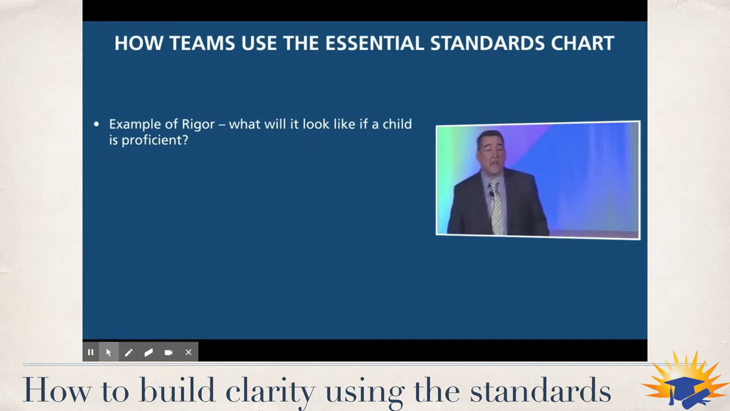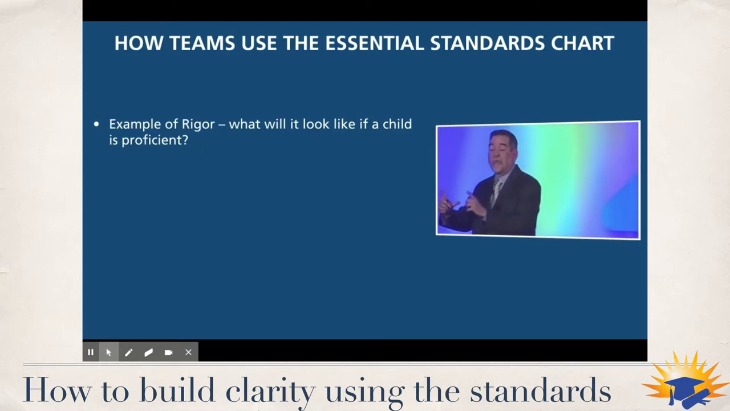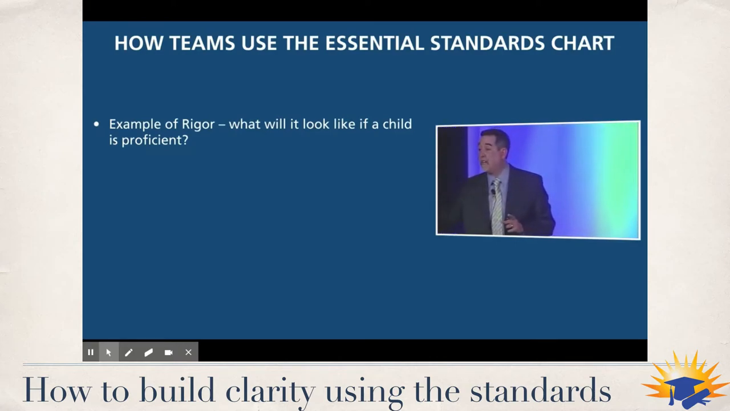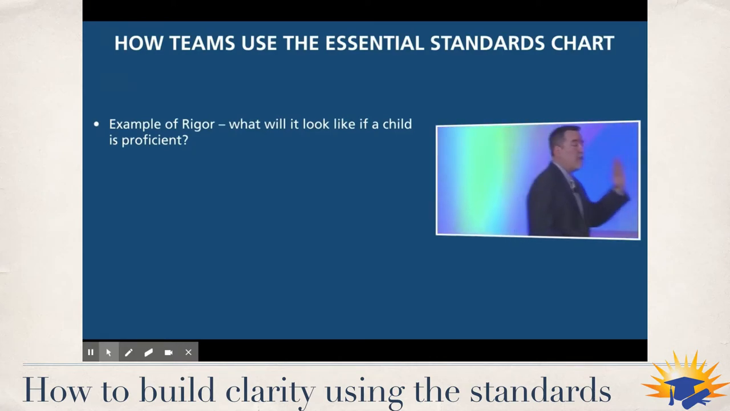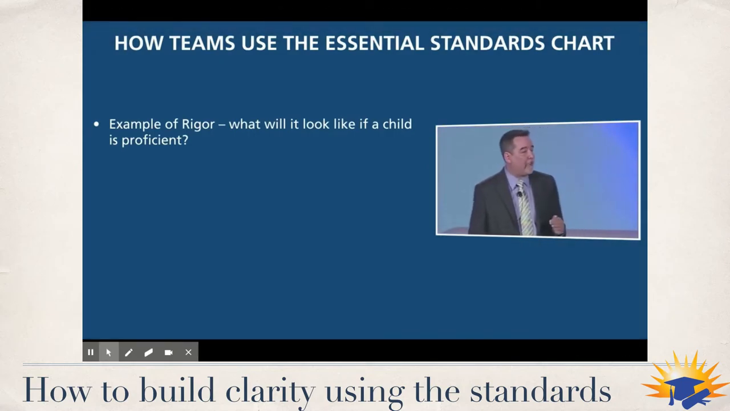So what a team does, they say, okay, here's what the standard means. Now, next column, example rigor. What will it look like if a child's proficient? For a math standard, they might put a sample math problem in there. Sometimes it won't fit in that box. The team will attach a rubric. Here's the rubric we're going to grade this persuasive essay by. It could be a student anchor paper. Here's what we think a 3 is on our district 4-point rubric for persuasive writing.